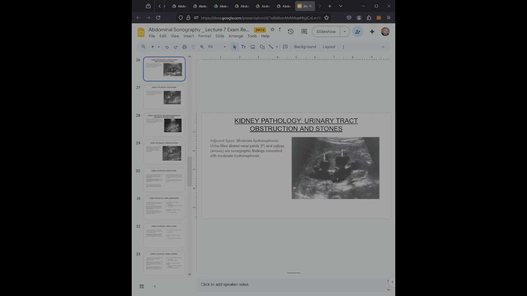So intrinsically, we can have a urolith, vesicoureteral reflux, hematoma or a neoplasm. And extrinsically, we can have a benign prostatic hypertrophic prostate, a neurogenic bladder, or retroperitoneal fibrosis. And in the case of urinary tract obstruction, you can see moderate hydronephrosis in the urine-filled dilated renal pelvis.